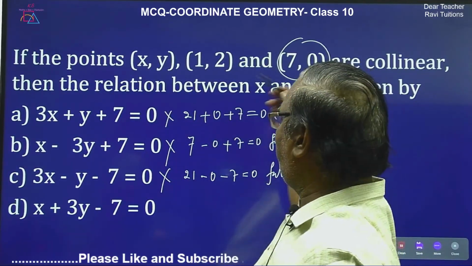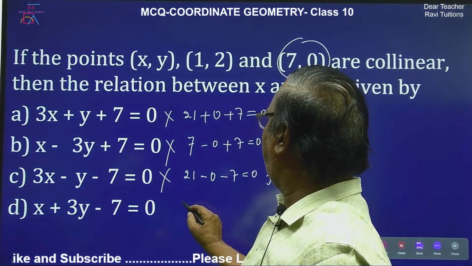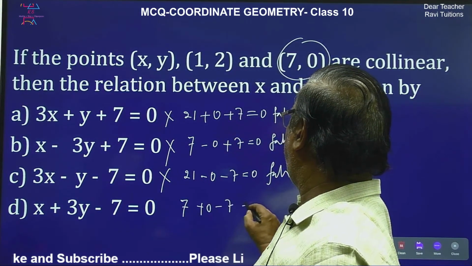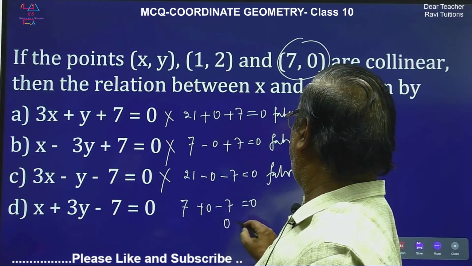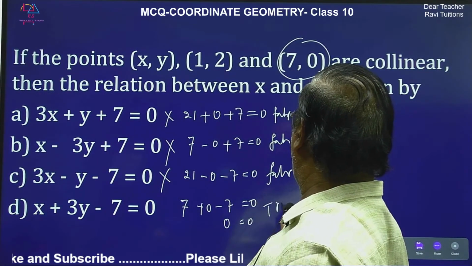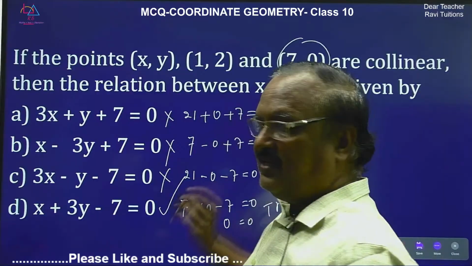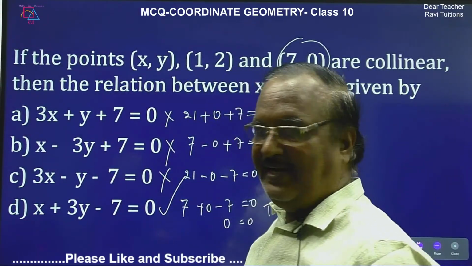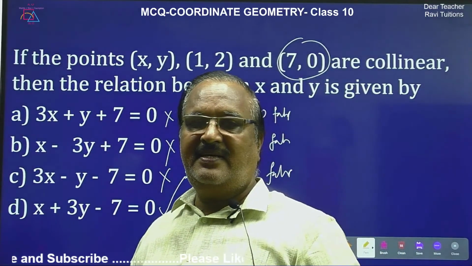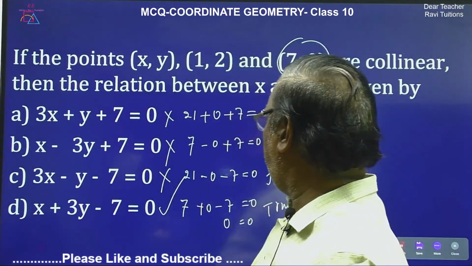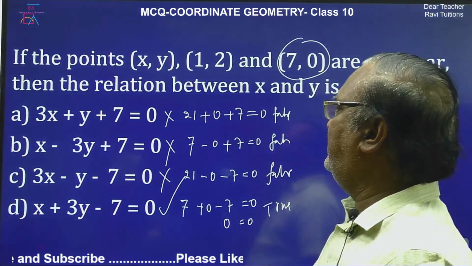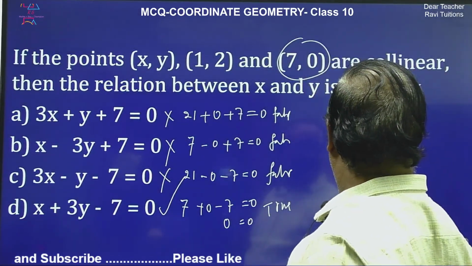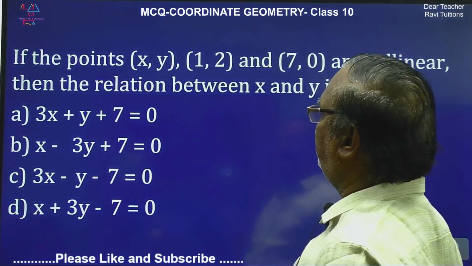And substitute in this. So 7 plus 0 minus 7 is 0. 7 minus 7 is 0 and 0. It is true. Therefore this is the answer. The answer is D. D is the answer. You have to be very careful. I hope you have understood. Now let us go to another question.